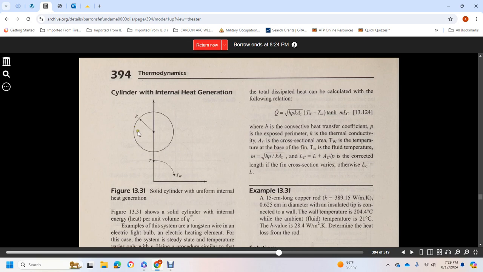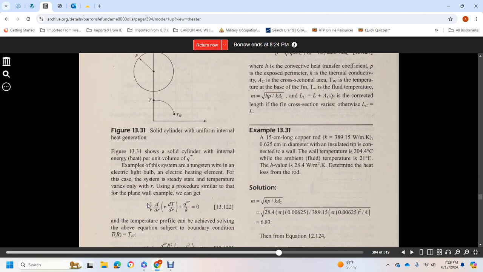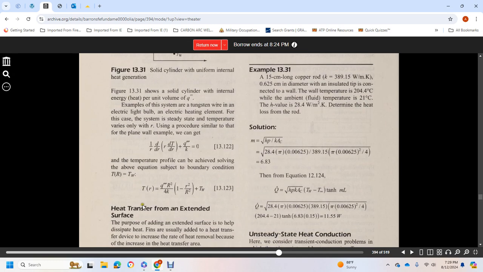Cylinder with internal heat generation. Figure 13.31 shows a solid cylinder with internal heat generation per unit volume. An example is the tungsten wire in an electrical light bulb. With electrical heating, for the steady state case where the temperature varies with the radius, using procedures similar to the plane wall example, we get the temperature profile by solving the equation subject to the boundary conditions.